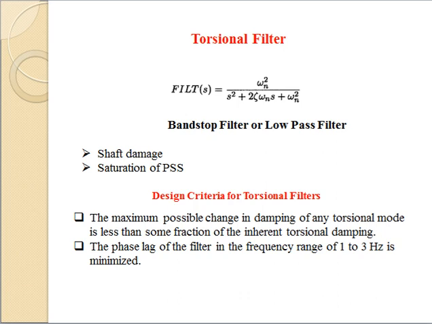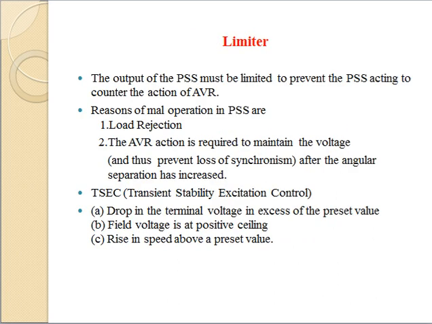Another thing, you are going to comment on the phase lag of the filter also. The phase lag of the filter in the frequency range of 1 to 3 hertz is always minimized. So the focus band of frequency is 1 to 3 hertz, and you have to minimize the phase lag in this particular band. And the last component in your power system stabilizer operation is nothing but the limiter. Now, why is a limiter required?